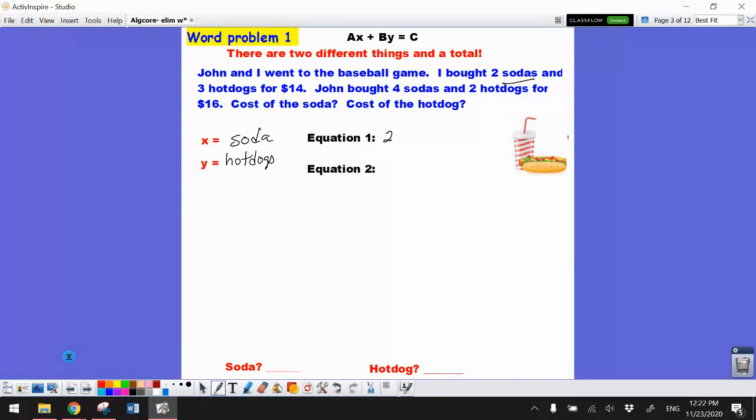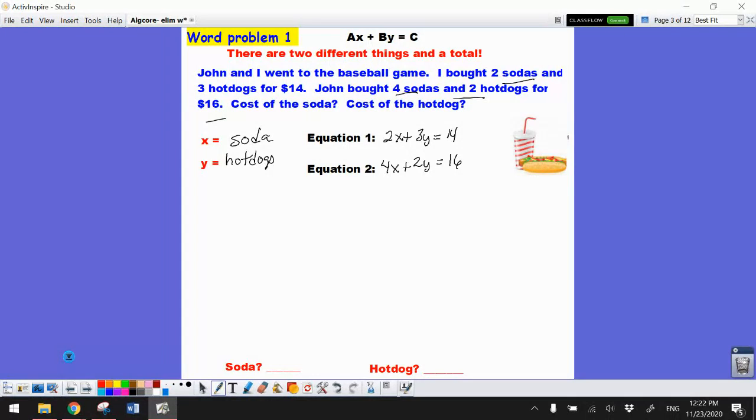So my first equation is 2x plus 3y equals 14. The second equation is 4x plus 2y equals 16, coming from my problem. Okay, so let's take a look at what we have. Do we have anything that is already the opposite? Nope, I do not. Do I have anything that is the same? Nope, I don't have that either.